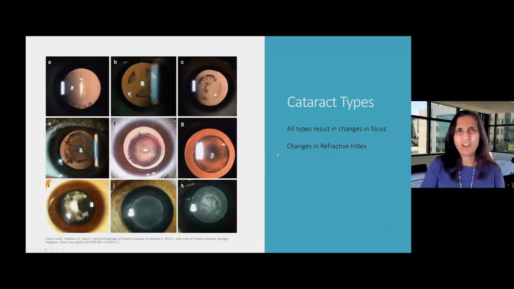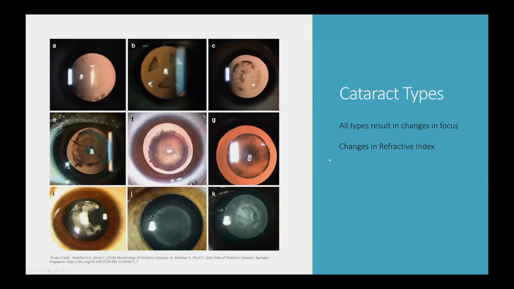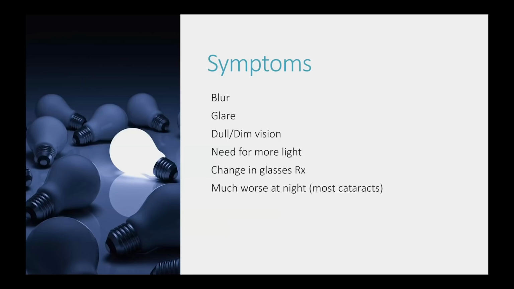This is just a picture of a lot of different types of cataract. People are always surprised when I tell them that there are different types of cataracts. Some of them are very dense and opacified. Some of them are splotchy. Some of them cause difficulty seeing at night. Some of them cause difficulty seeing in bright daylight. So as a result, the symptoms are going to be varied.